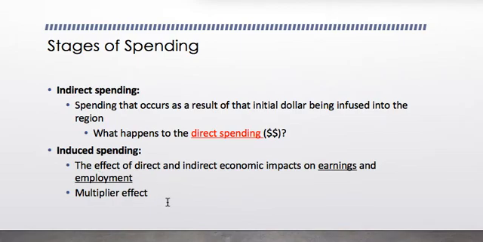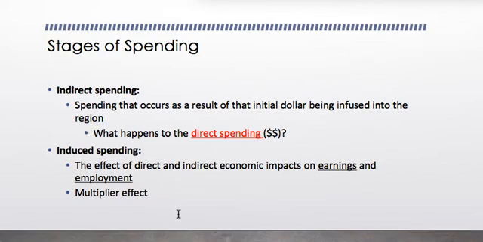So you can see here, when you are assessing induced spending, you're looking at the effect of both that direct and indirect economic impact on earnings and employment within the region. So that initial money that came into the community now has had the chance to have a ripple effect across the different businesses and individual homes, to the point where it now has an impact on the number of full-time jobs and the wages of the people working in that community, right? So you can see that this is really getting in depth in terms of the impact of that money.